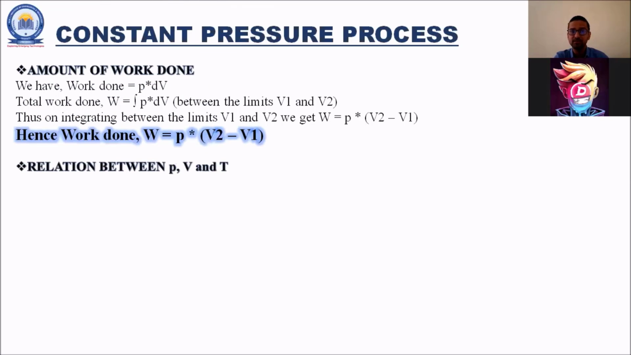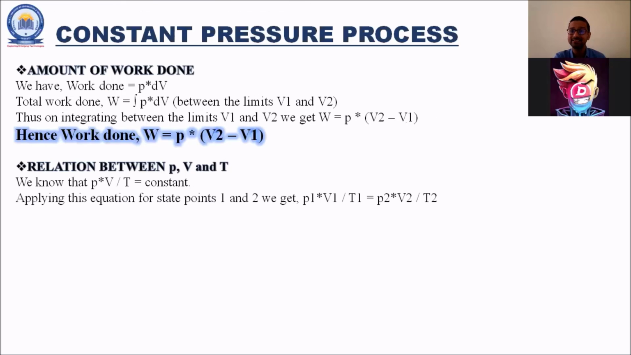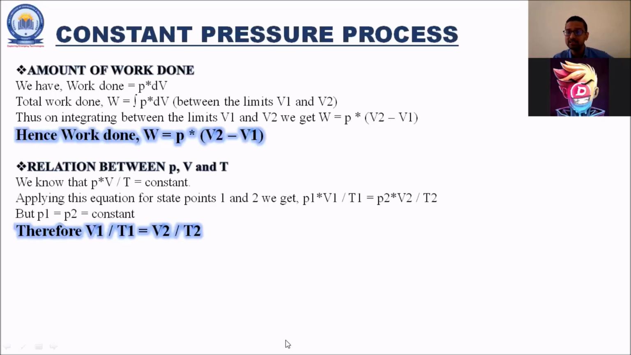Proceeding further, the relationship between pressure, volume, temperature, using again the combined gas law, PV by T is equal to constant. Writing the equation at states 1 and 2. Since we are discussing the constant pressure process, P1 will be equal to P2. Cancelling both these pressures, I can write V1 by T1 is equal to V2 by T2. Dear friends, if you remember, this equation is Charles law. In Charles law also we have taken the pressure to be constant. So we get V1 by T1 is equal to V2 by T2.